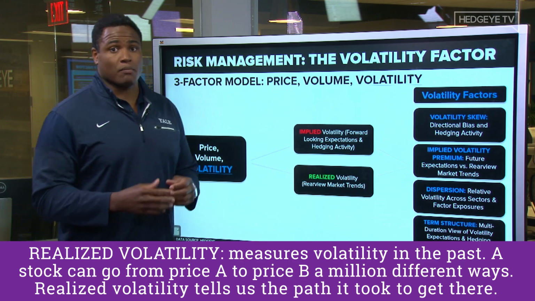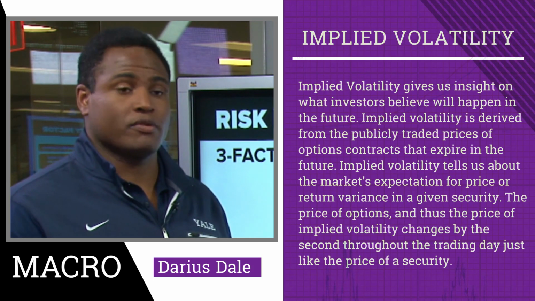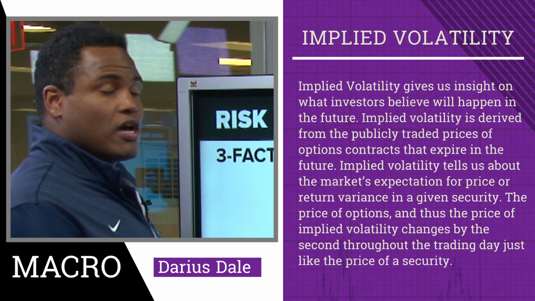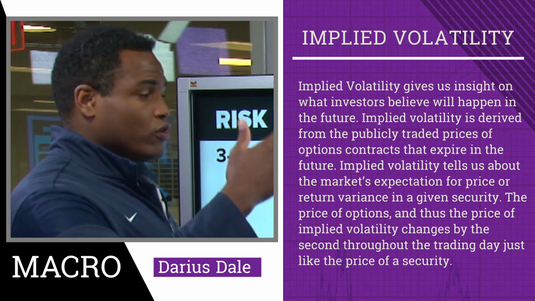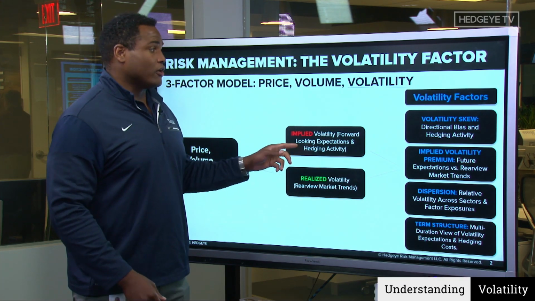But more importantly, there's implied volatility, which is the market's expectations of future volatility over a particular time period. So again, realized volatility: how has the security's price got from point A to point B? Is it really volatile or is it not very volatile? Is it low beta, is it high beta? But then also implied volatility.